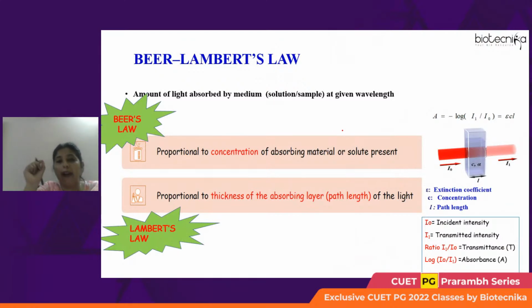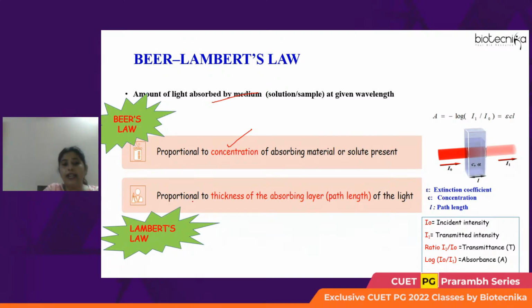Then absorption spectroscopy, if I specifically talk about, they all follow Beer-Lambert's law. So it's a combination of the laws, one given by Beer and another by Lambert. So it's called Beer-Lambert's law. According to this law, the amount of light absorbed by the solution or the sample at a given wavelength is always proportional to the concentration of absorbing material or solute present. And so this is Beer's law.